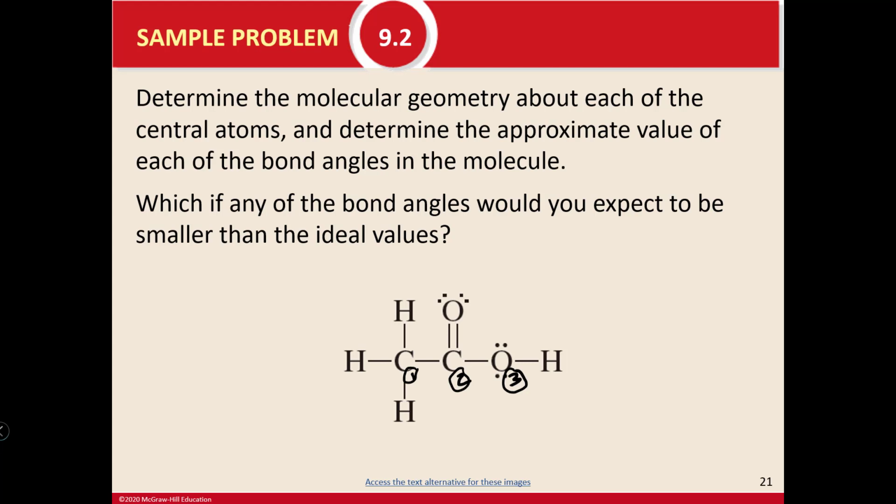So it says, which, if any, of the bond angles would you expect to be smaller than the ideal values? Well, we know the name of the game here is when you've got lone pairs, that causes some distortion. Okay, so stop and then we'll pick up from there.